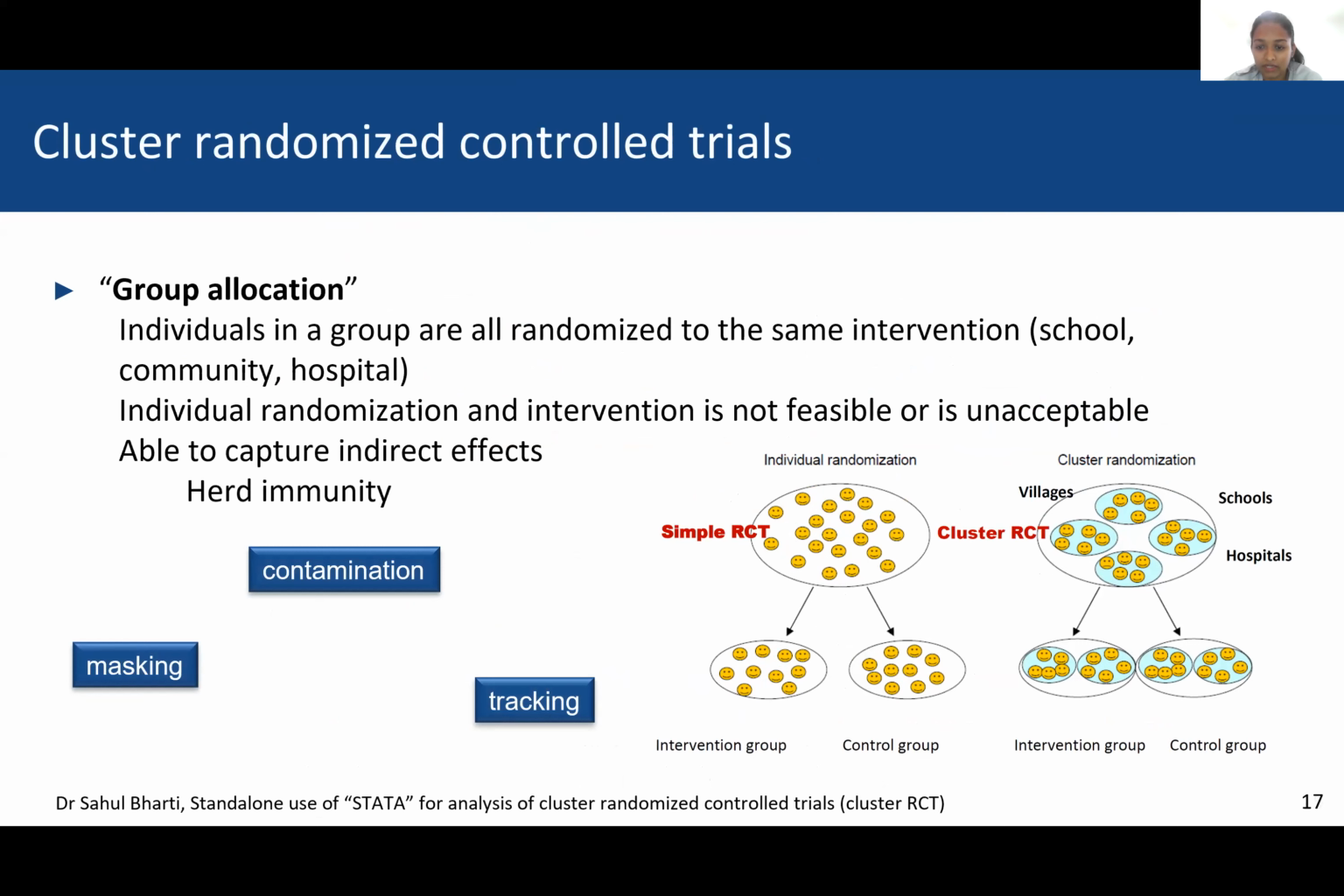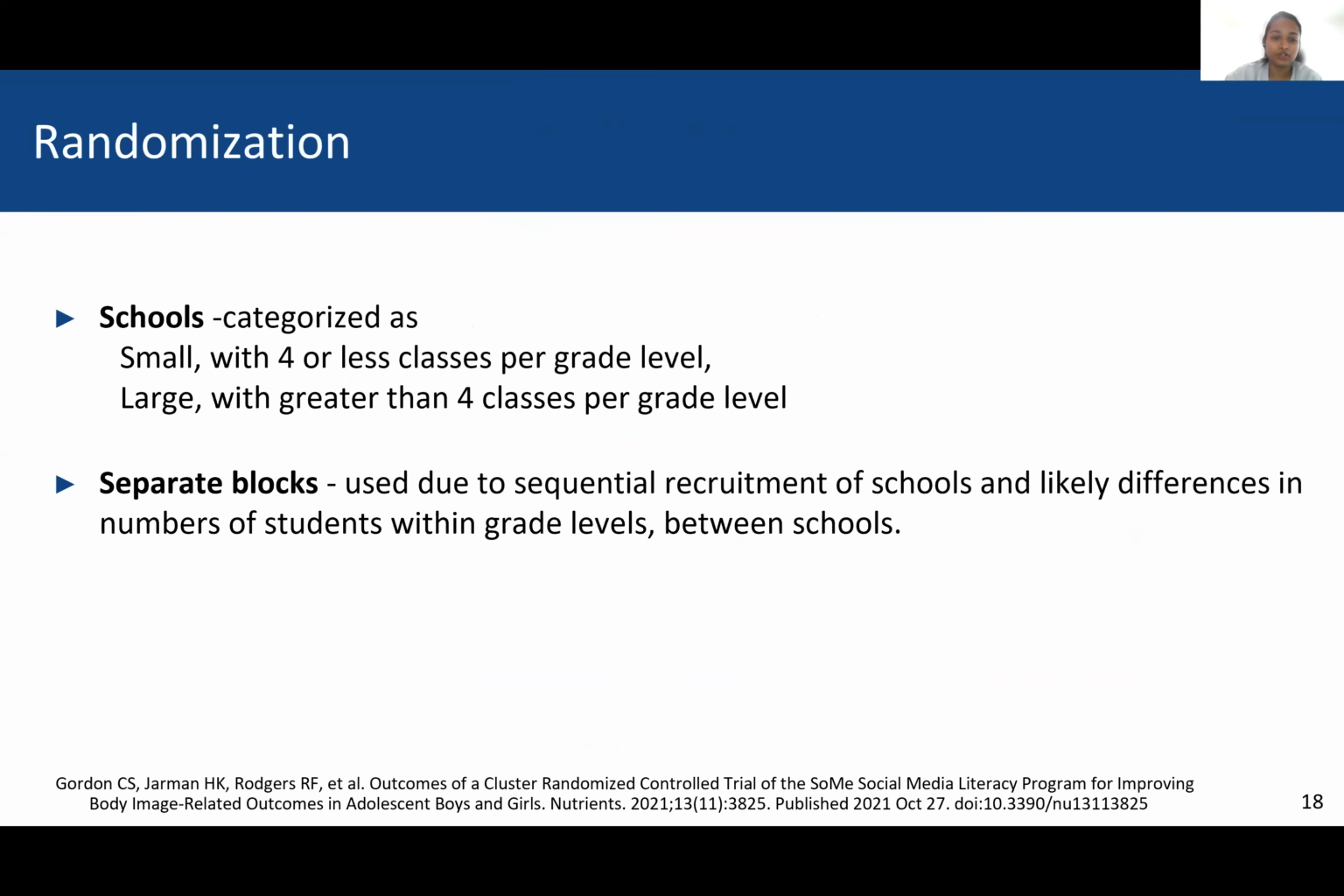So we just went over the randomization advantages and disadvantages. Daisy, can you move to the next slide? Great. So here, schools were categorized as small if there were 4 or fewer classes per grade level, and large if there were greater than 4 classes per grade level.